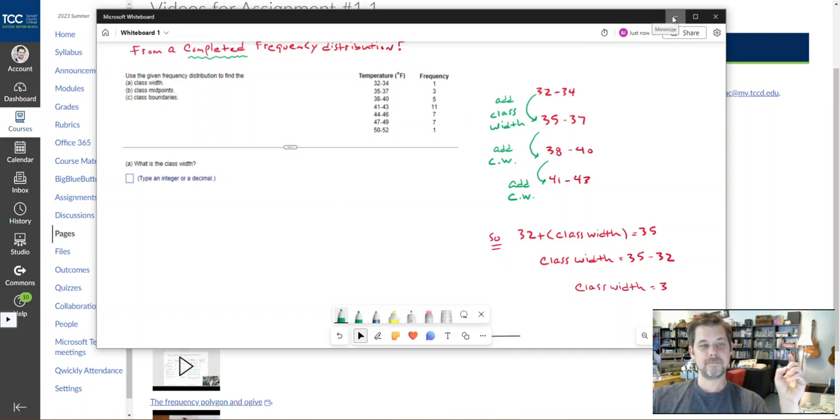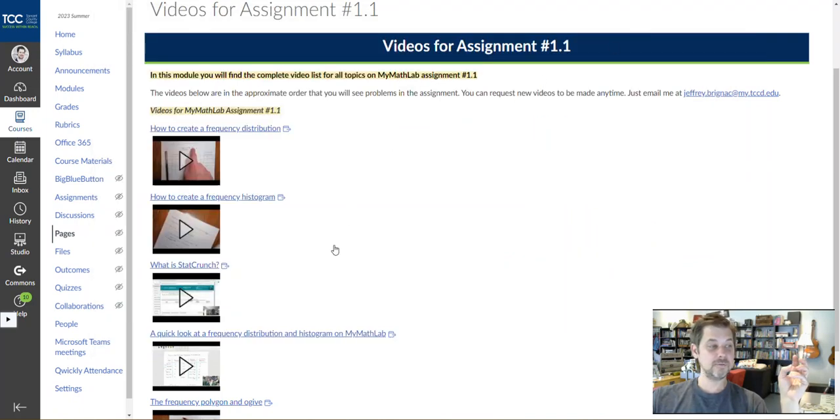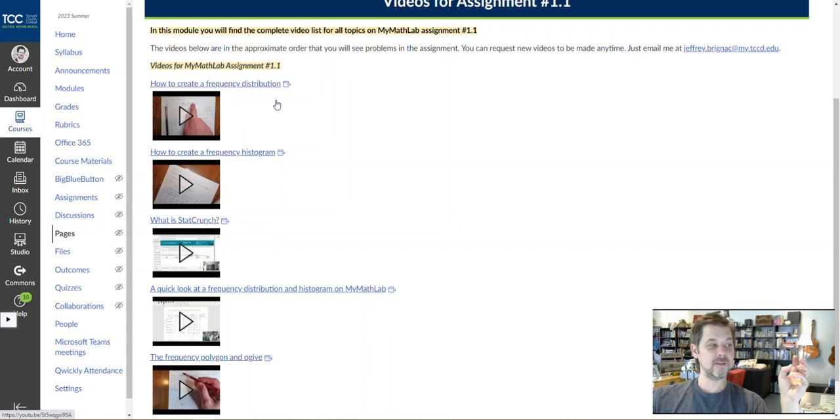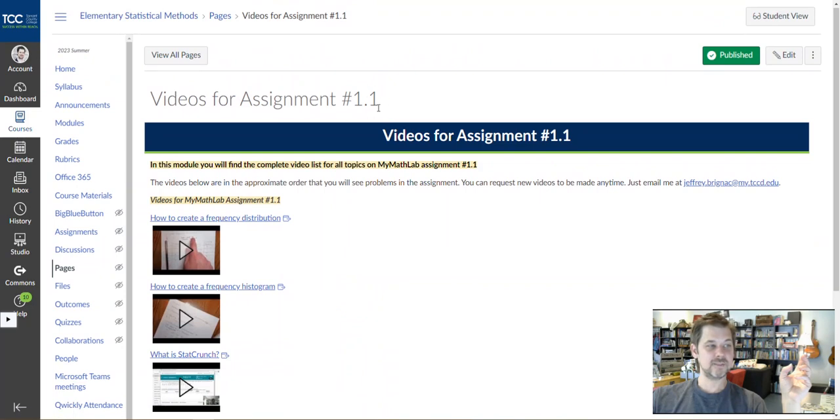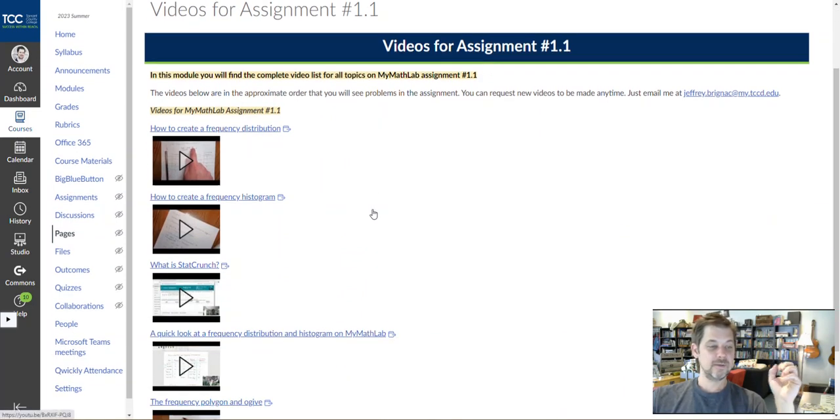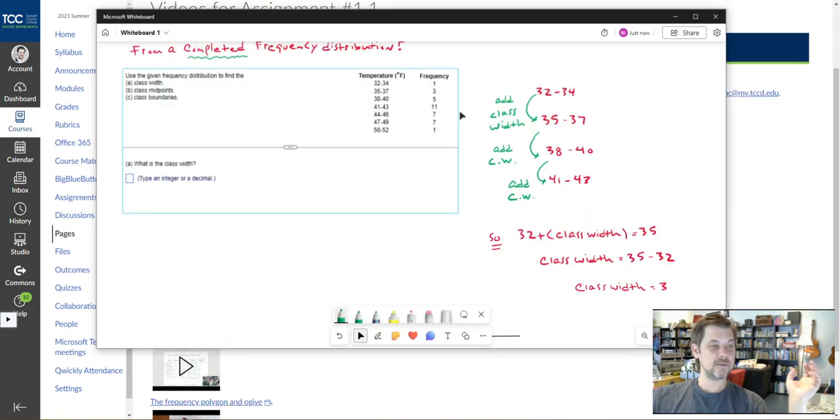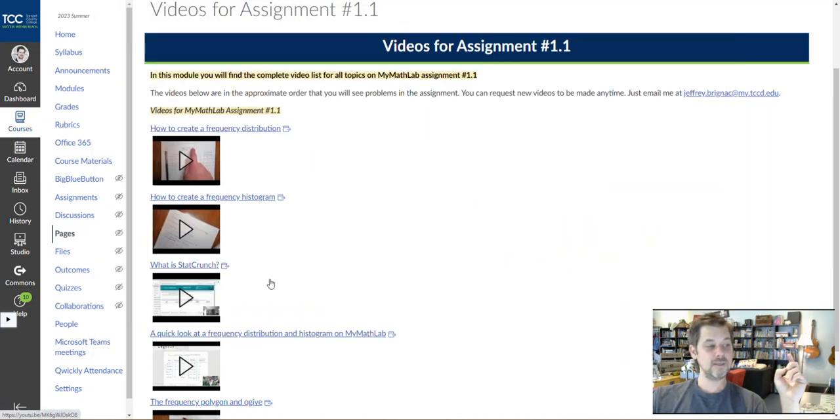Now, I think in order to fully understand that, you would need to have seen the other videos I've posted about how to make a frequency distribution from scratch. Okay, so there's a few videos about that here under the videos for assignment 1.1 on Canvas. But what you got here is the quick answer for how you take something like this, with the numbers being what they are, and find the class width. I'll encourage you though to look at these in more detail as you go through the assignment.